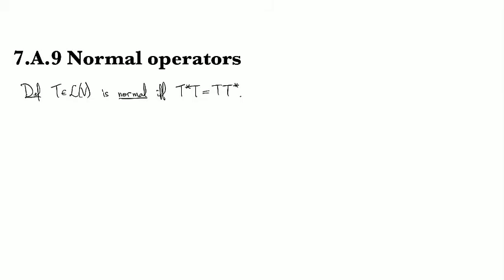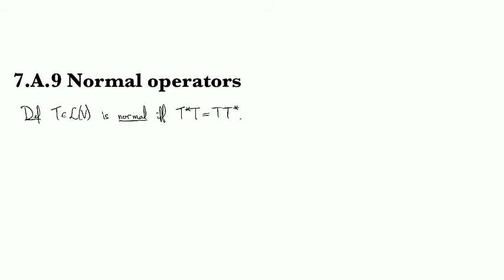So now we're going to look at normal operators, which are a slight generalization of self-adjoint operators. A normal operator is one that commutes with its adjoint. So TT star and T star T are the same. If you've seen the commutator bracket in 306, then this is saying that the bracket of T and T star is equal to 0.